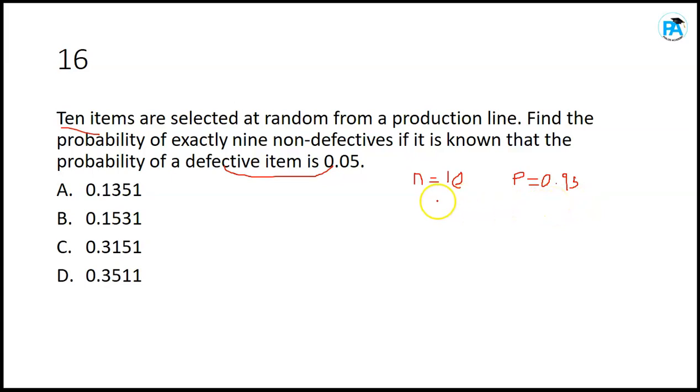Is that clear? So to calculate this, you are going to use the binomial formula. You have N and you have P. So the binomial formula says what? You are finding the probability of X is exactly 9, exactly 9 non-defective. So we are going to have N combination X, which is now 10 combination 9. Times P exponent X, which is P exponent 9. That's 0.95 exponent 9.